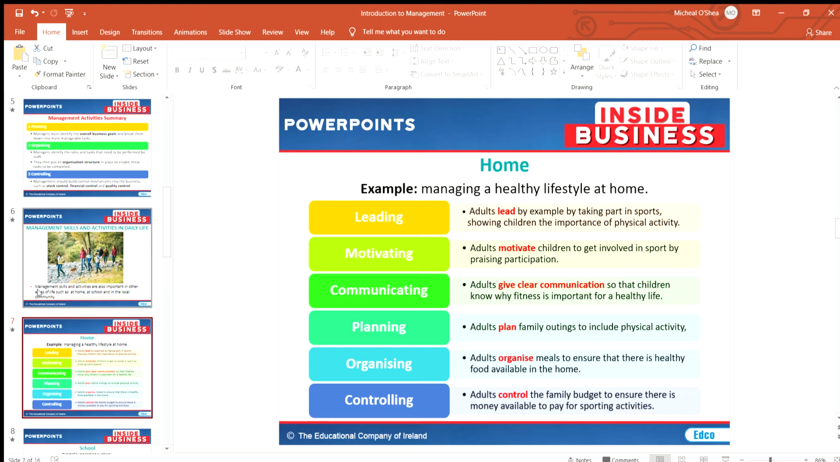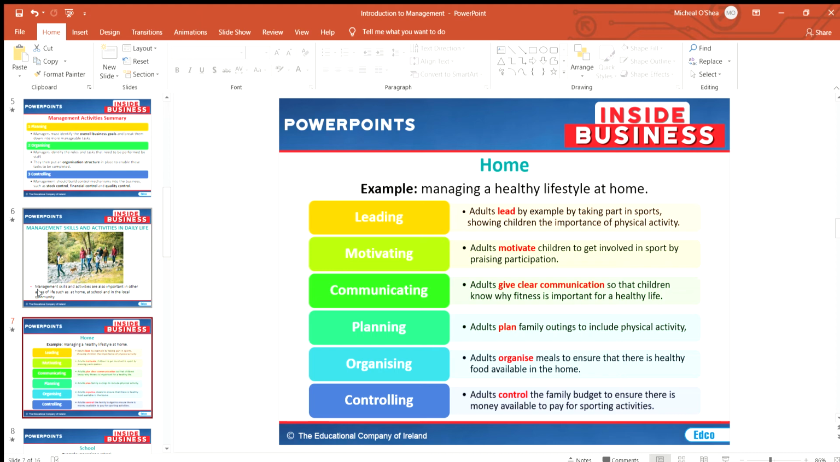Planning, organizing, and controlling would be the activities. So you'd plan family outings, maybe going to the beach from a young age, with the kids getting used to kicking a ball around on the beach, running around, maybe practicing swimming a bit. There's a plan put in place, with physical activities being organized, and meals being organized in terms of the food that's around your house, so that you're not buying takeaways and you're cooking meals as much as you can. And controlling the family budget ensures there's money available for spending on kids' activities.